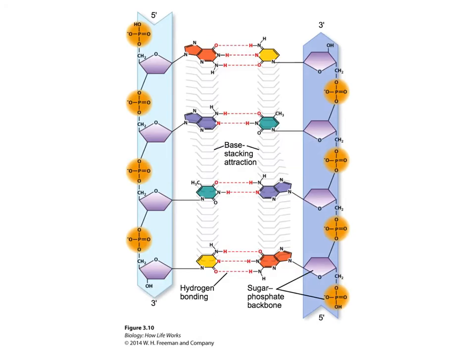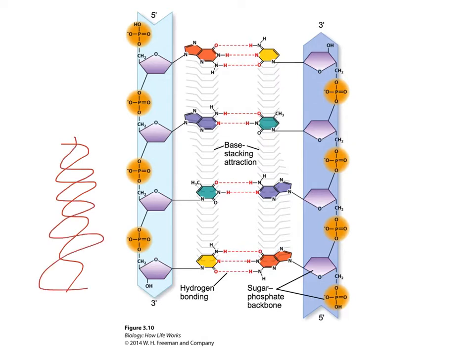We also want to remember that there are two strands and they are anti-parallel to each other. So we've got a 5' to 3' running strand over here and a 3' to 5' running over on the right. Now we should remember that this thing looks kind of like a spiral staircase.